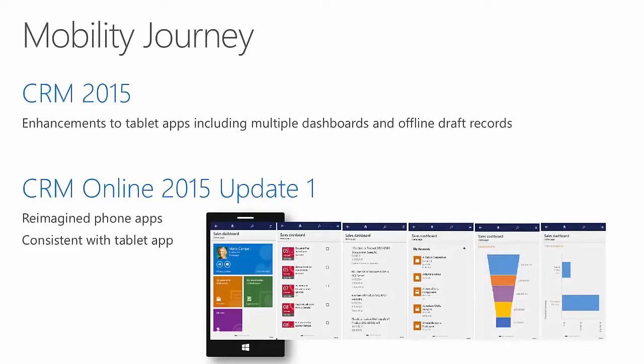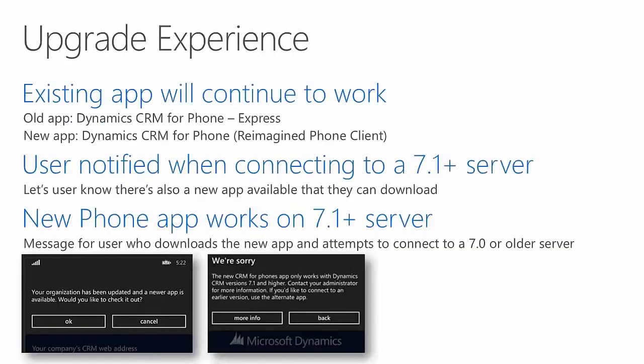As part of CRM Online 2015 Update 1, some completely new phone applications were introduced, and these are now being called CRM for Phones. The previously existing phone apps are being renamed to CRM for Phones Express. These new phone apps are providing a consistent experience now between the phone app and the tablet app. So now let's talk about some important things to understand for customers that are still using the prior phone apps.